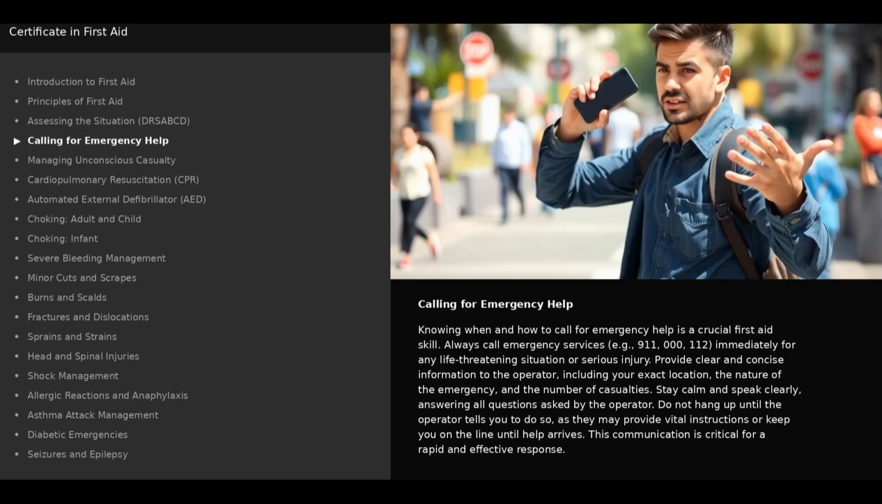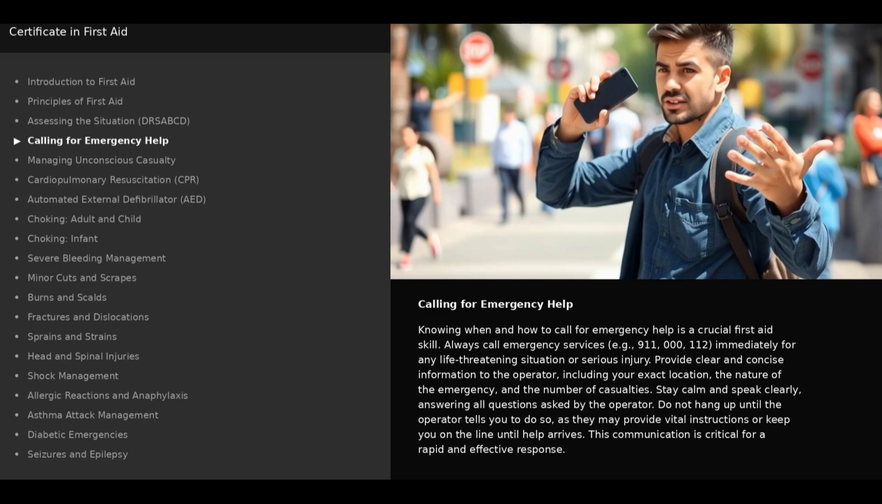Calling for emergency help. Knowing when and how to call for emergency help is a crucial first aid skill. Always call emergency services, e.g. 911, 000, 112, immediately for any life-threatening situation or serious injury. Provide clear and concise information to the operator, including your exact location, the nature of the emergency, and the number of casualties.